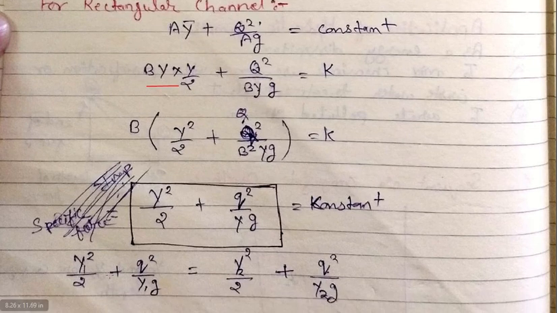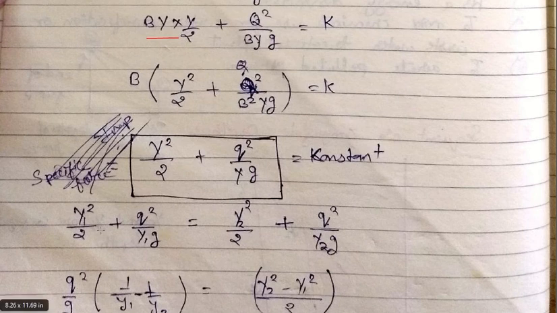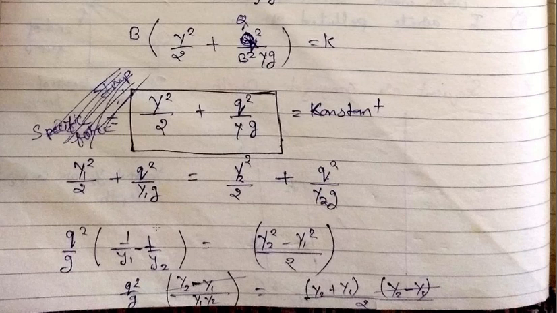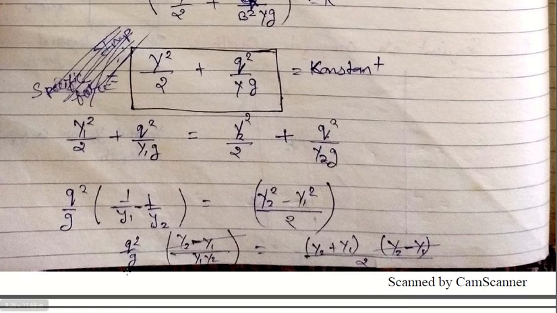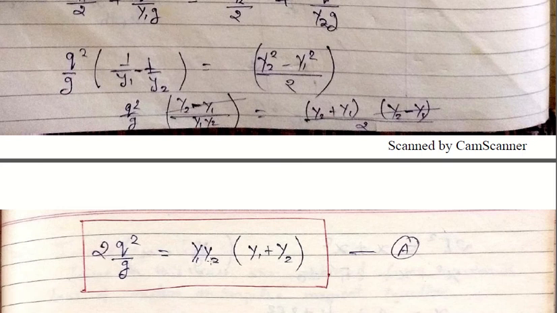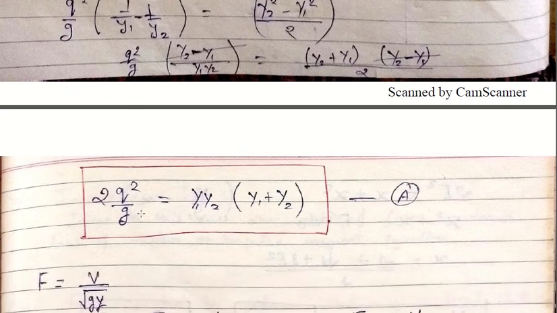For the two sections at y1 and y2, we have y1 square by 2 plus q square by y1 g, because discharge per unit width is the same, equals y2 square by 2 plus q square by y2 g. We separate these: the q square terms come to one side, and the y1 and y2 terms come to the other side. So it will give 2 q square by g equals y1 y2 into y1 plus y2. This is one equation for the sequent depths.